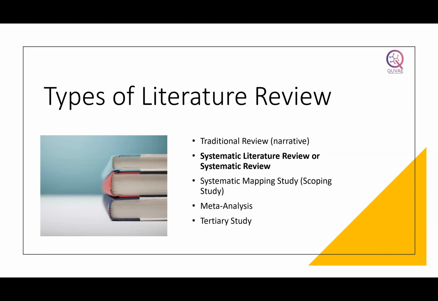Next, systematic mapping study, or in other words, scoping study. This type of review is broader in scope, focusing on identifying the key concepts or types of evidence and gaps in the research landscape. Okay, it helps the researcher to chart the terrain of a particular field of research.